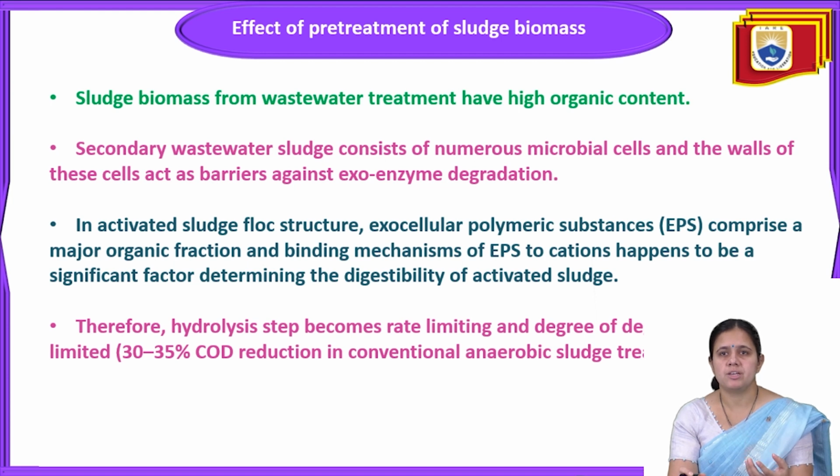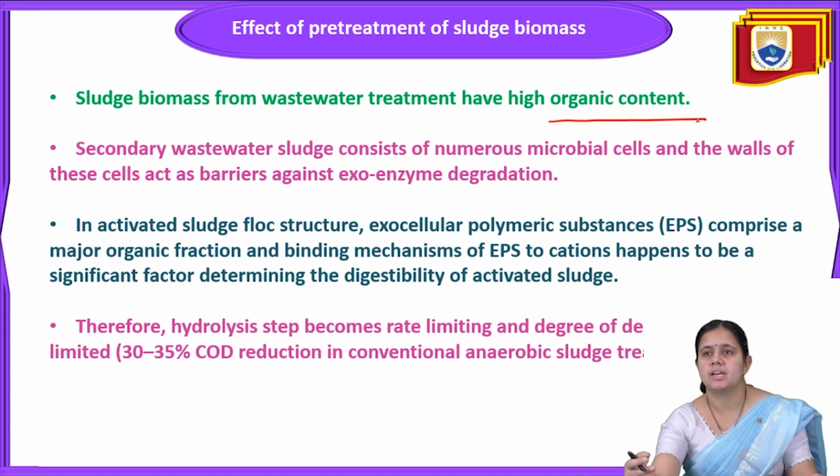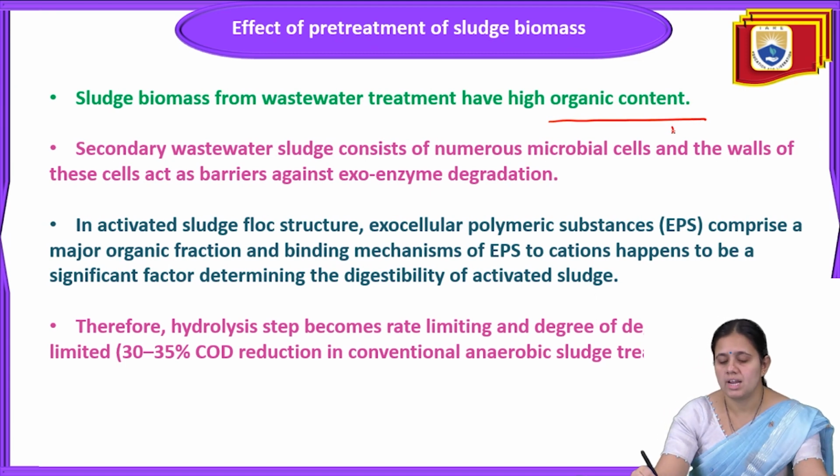Sludge biomass from wastewater treatment has a very high organic content. Secondary wastewater sludge consists of numerous microbial cells, and the walls of these cells act as a barrier against exoenzyme degradation.